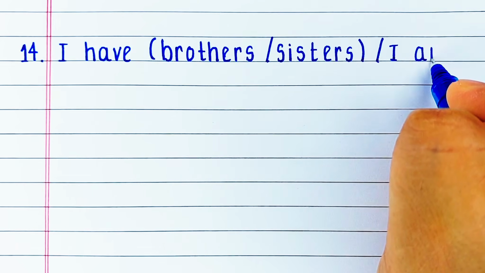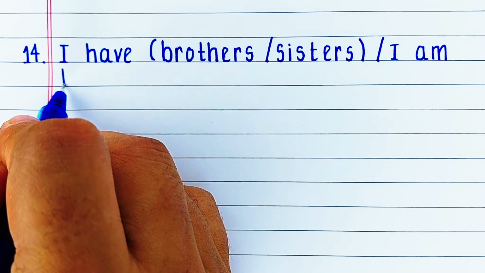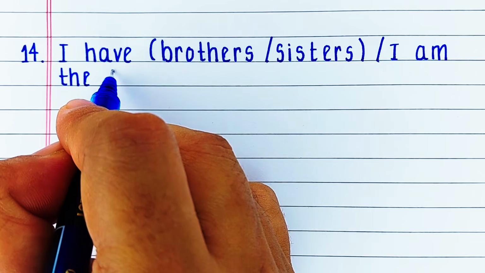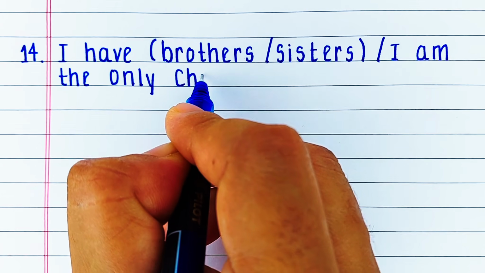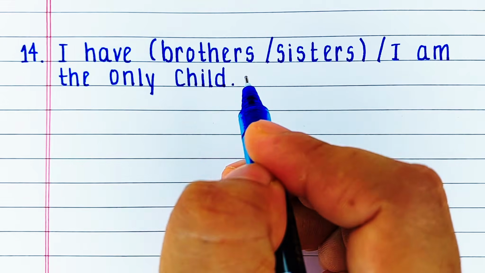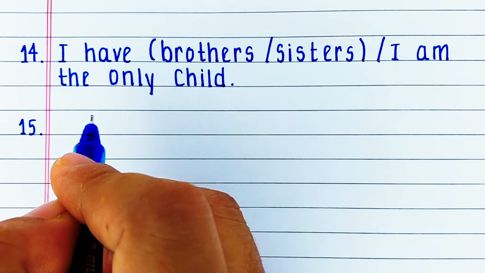Next line is: I have brothers or sisters, or you can write that I am the only child, depending upon the number of siblings you have or whether you are the only child of your parents.